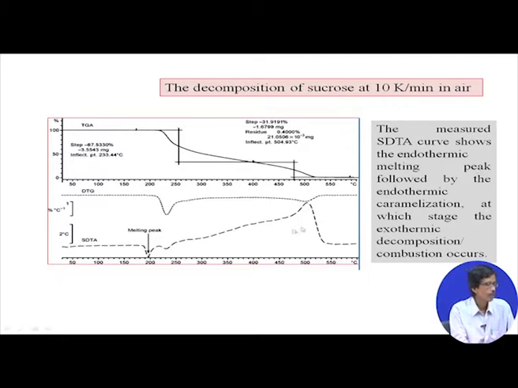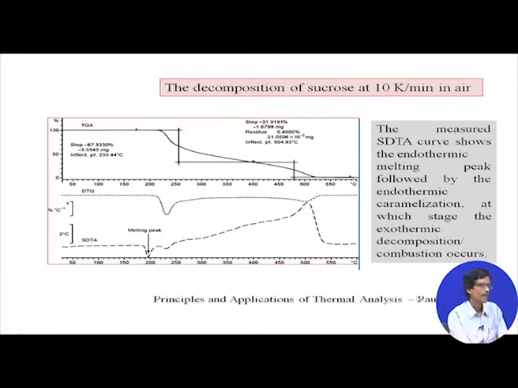So, after that, this is your endothermic peak, and we detect this particular one at around 500 degrees centigrade, followed by an endothermic caramelization peak, at which stage the exothermic decomposition or combustion occurs. From that same book, we get this plot, that means your sucrose can be characterized in terms of its endothermic or exothermic peaks depending upon its corresponding melting process.